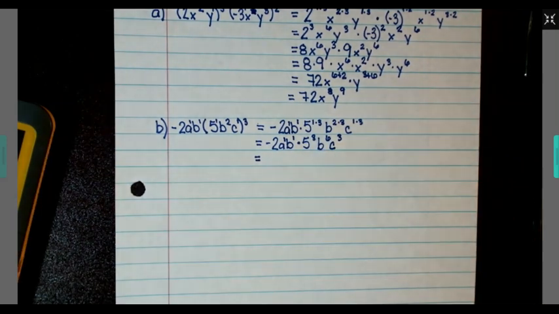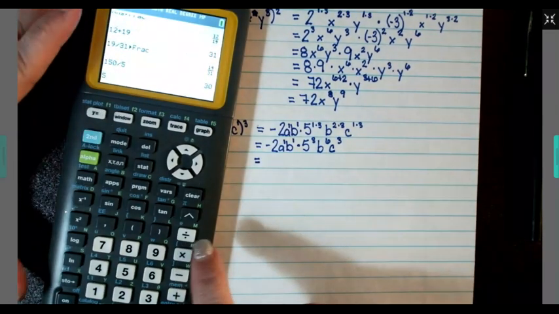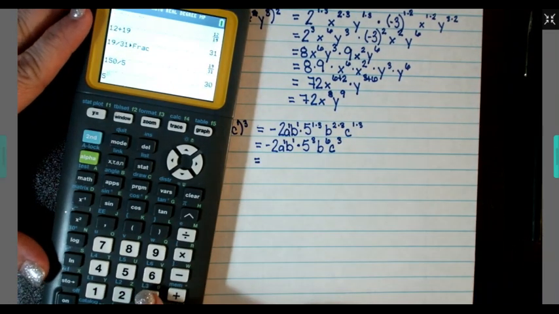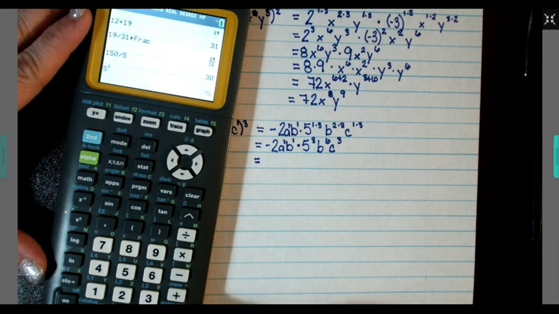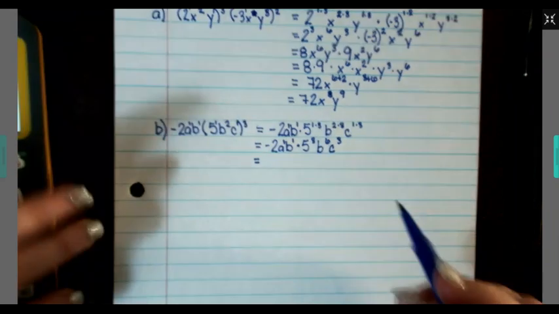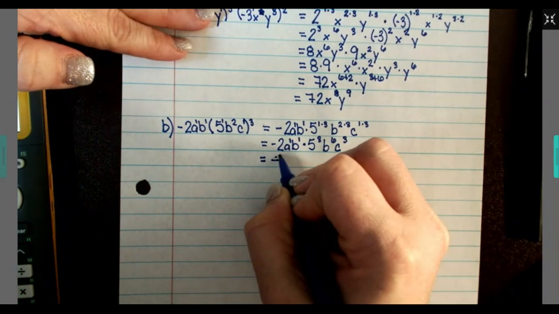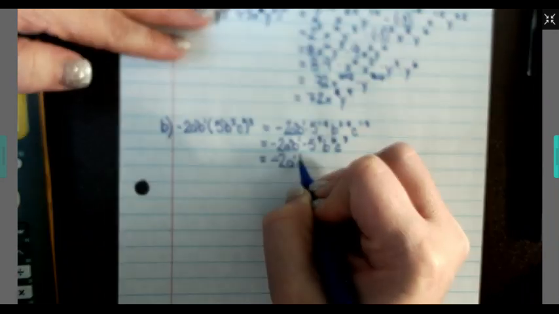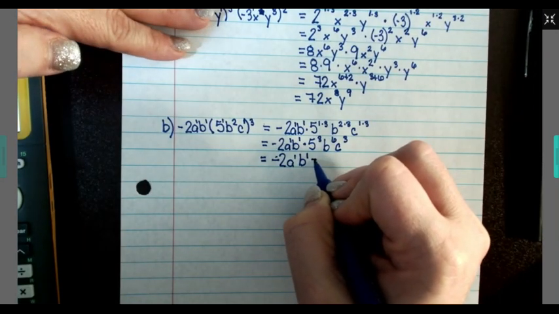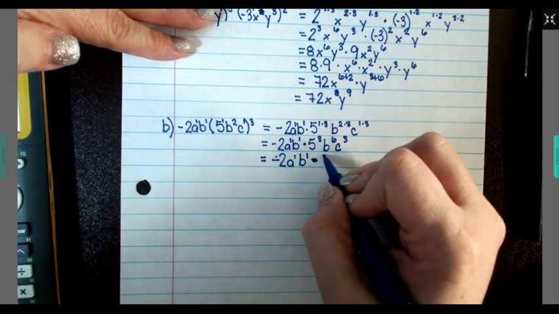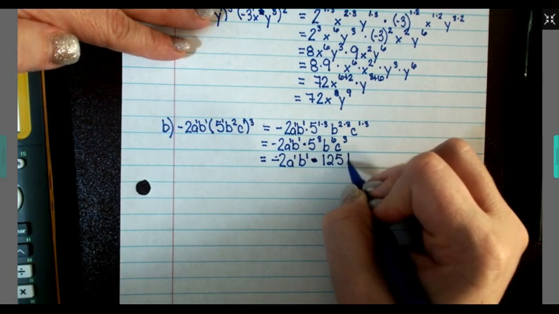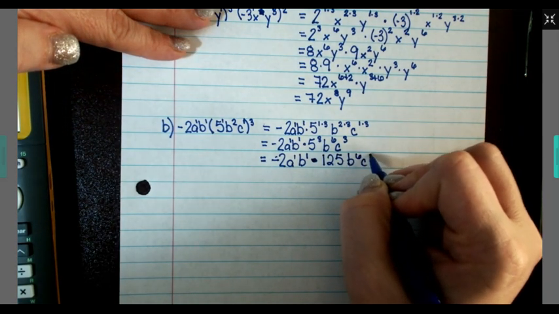What is that 5 cubed? So I'm going to use my calculator. 5, remember our caret key from yesterday? To the third power gives me 125. Okay. So I got negative 2 a1 b1 times 125 b6 c3.